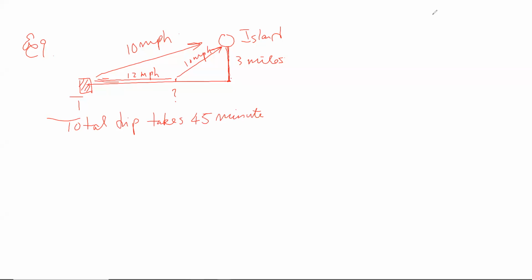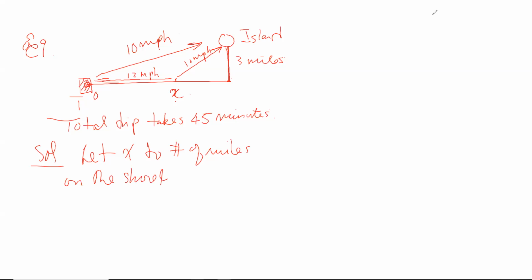Does it make sense to you? Yeah. Okay. So you tell me what should I do? Well, maybe you should just use this point as the origin, right? And say that somewhere you turn, called x, there. So we let x be the number of miles on the shoreline from the town for the ferry to change route, right?